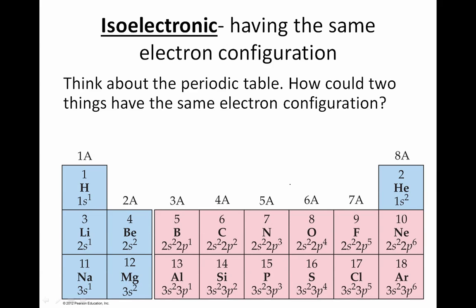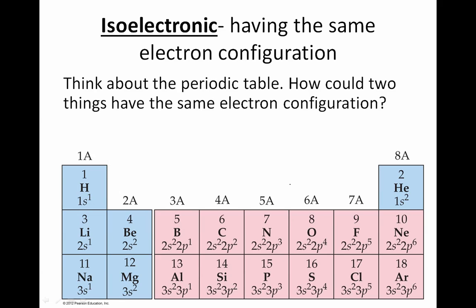Okay? Now let's think about the idea of isoelectronic. This is the last big thought for this lecture today. Isoelectronic means having the same electron configuration. So think about the periodic table. How could two things have the same electron configuration? Aren't they the same element if they have the same electron configuration? No. Why not? What can exist? Ions. Because just because they have the same number of electrons does not mean they have the same number of protons or neutrons. And so two different things can be isoelectronic. Different protons and neutrons, but the same electron configuration.